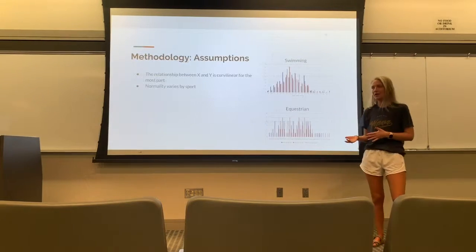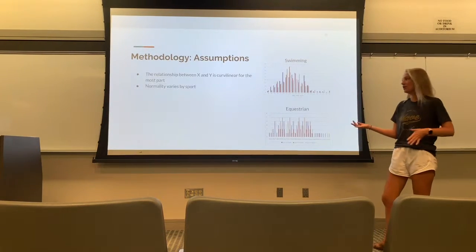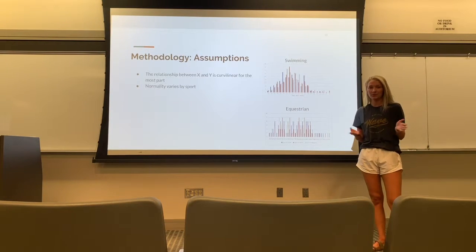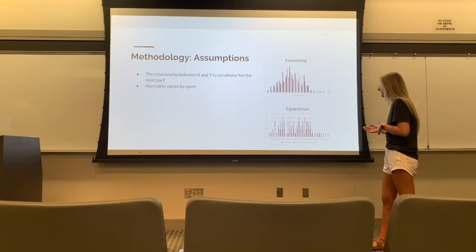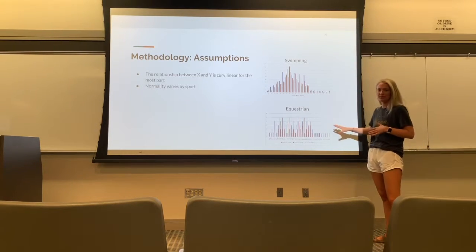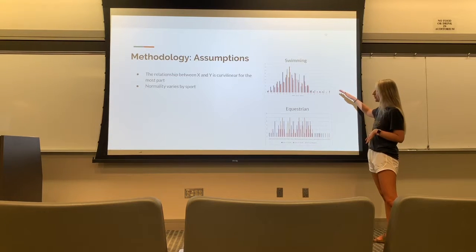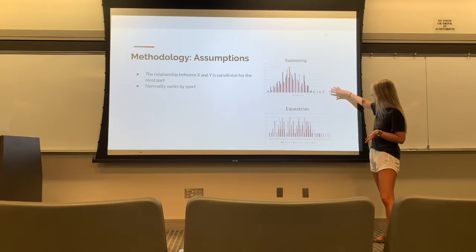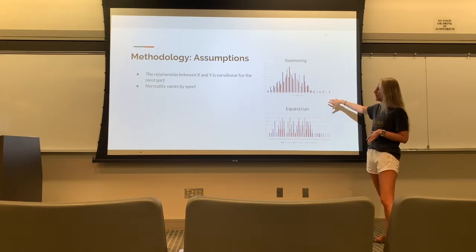So now I'm going to talk a little bit about some of the assumptions within our methodology. As you can see, the relationship between X and Y is curvilinear for the most part between the sports, but not for every sport. As you can see, equestrian, there isn't really a relationship because it varies so widely, but there's a normal distribution for the most part between swimming. It's skewed to the right, which means we have outliers over in this section with the age of around 41.